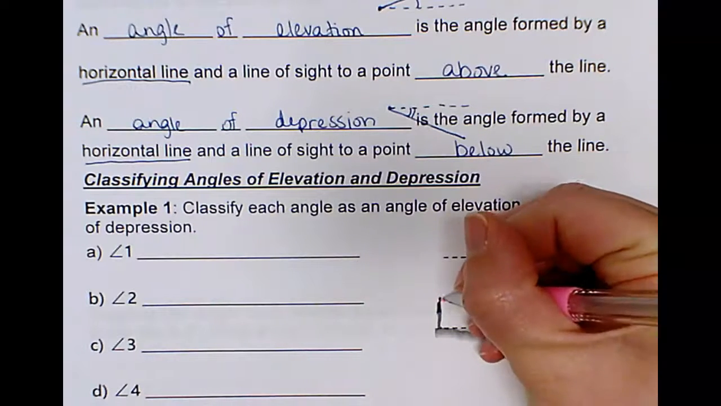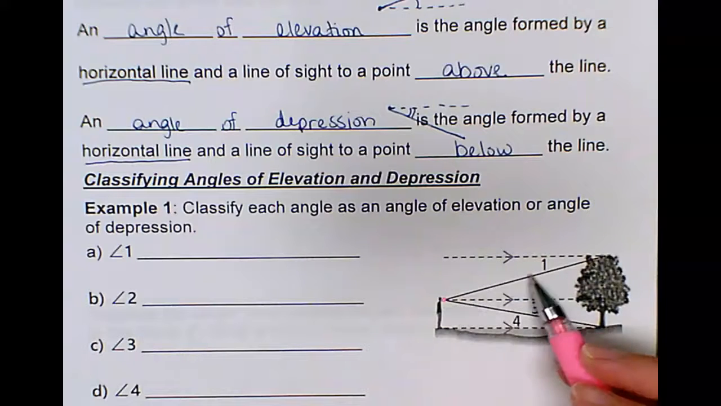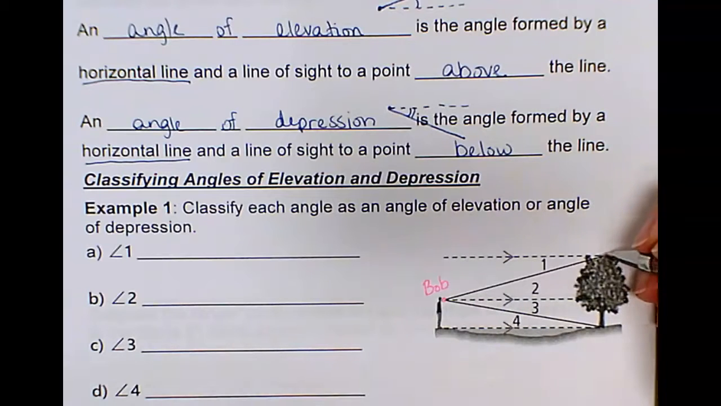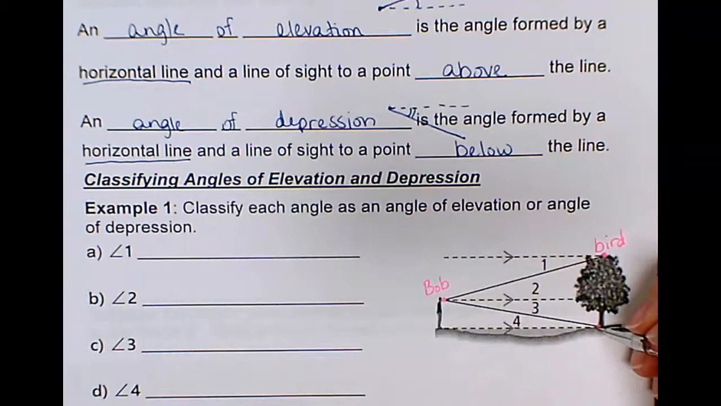This guy, he's got some lines of sight coming out of his eyes. We're going to call him Bob. Up here in the tree, we're going to say that there is a bird at that vertex. And then down here, all the way at the bottom, we're going to say there is a bug. All of these things, the bird, the bug, and Bob, can all look places. They all create lines of sight, and they're going to be the vertices for our angles of depression and elevation.